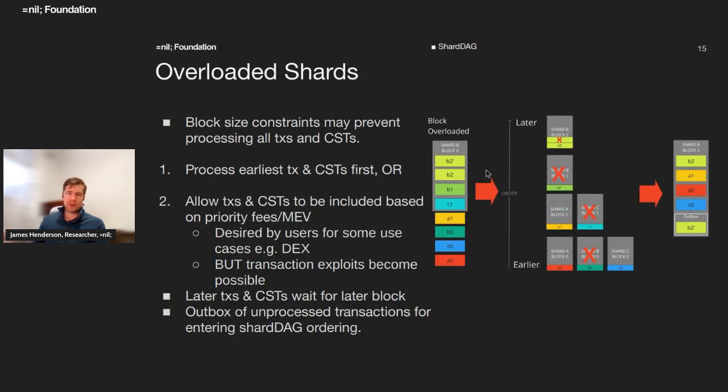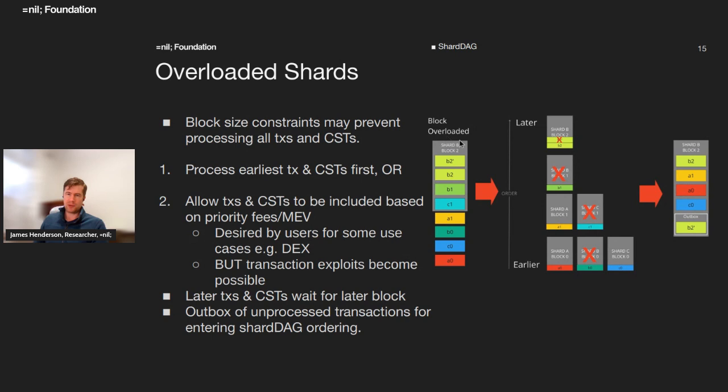Now, those of you that have been paying attention might immediately realize that there's a potential problem here. We can perform this topological sort and sort our cross-shard transactions into some particular order here, but what happens if there's too many of them? We call this situation an overloaded shard.